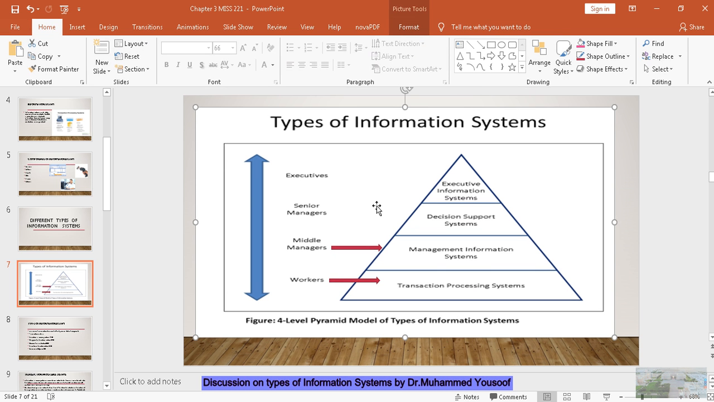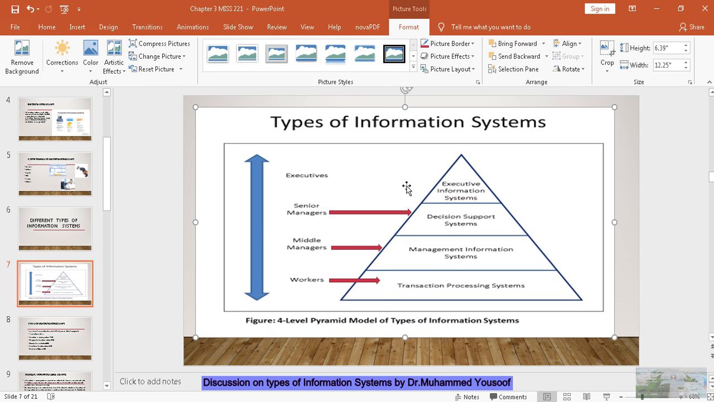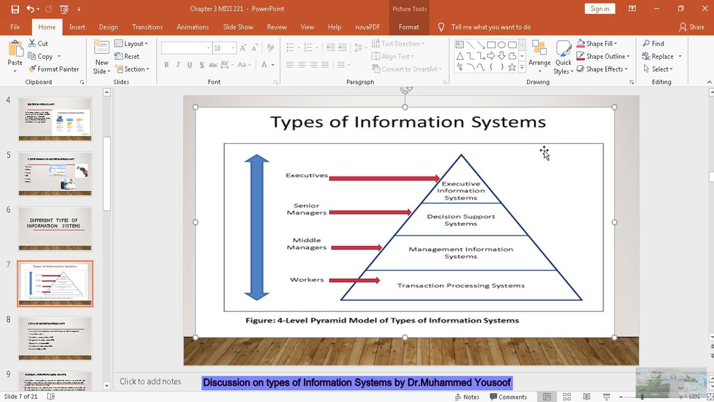Now the next one is what? The middle level managers will use the management information system. Then we have another set of people who are the senior managers, and these senior managers will use decision support systems. And finally we have one group of people who are the executives, and these executives are going to use the executive information system.